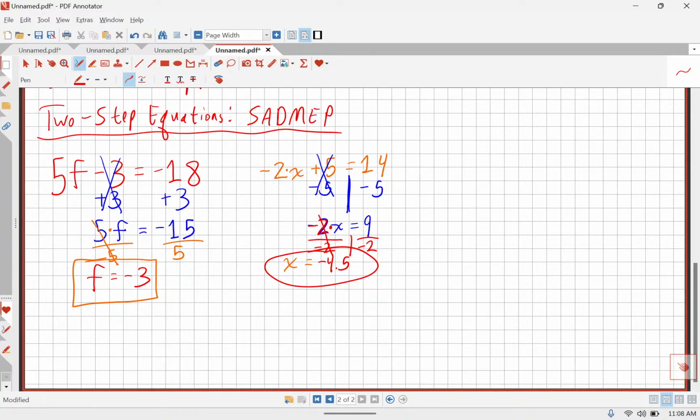Got a pencil? M over 7 minus 5 equals negative 12. There we go.